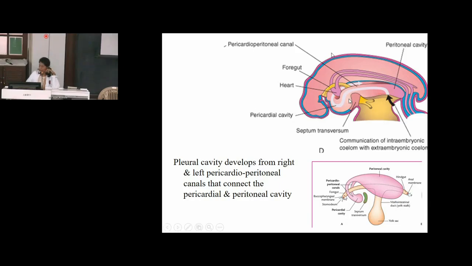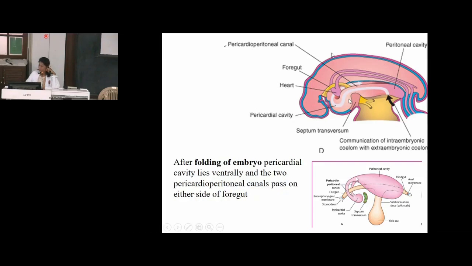The proximal end of the foregut forms the esophagus and the lower part of the pharynx. Here we can see these pericardio-peritoneal canals lying on either side of the developing foregut. How are the relations? The pericardial cavity lies ventrally and the two pericardio-peritoneal canals pass on either side of the foregut, right? So the pericardial cavity is anterior, and on either side of the foregut these two canals are passing.